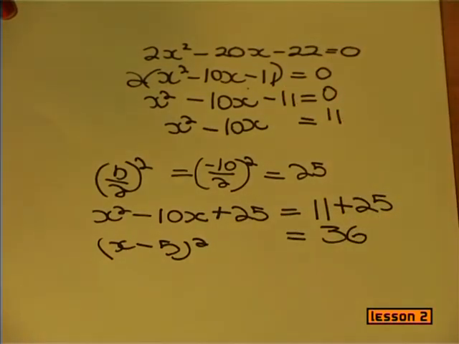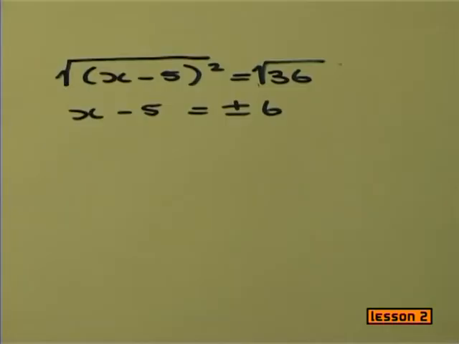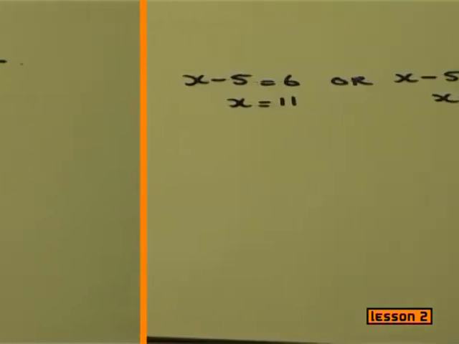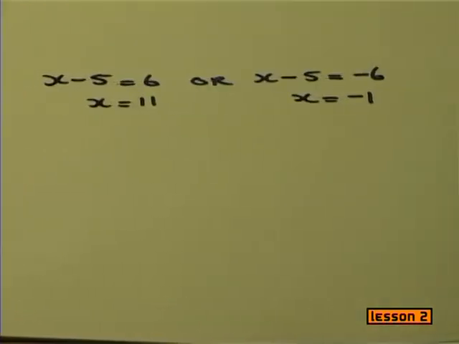We now have a bracket squared equal to a number on the right-hand side. Simply take square roots on both sides. Remember, when you square root both sides, you must get a negative and a positive answer. In this case, you get x minus 5 equals 6, or x minus 5 equals negative 6. These two equations are solved separately to give the two final answers.